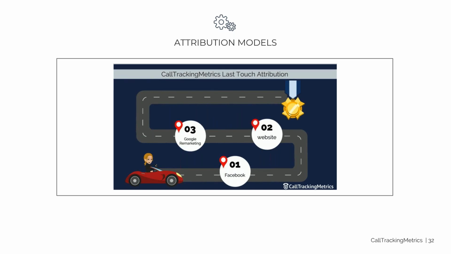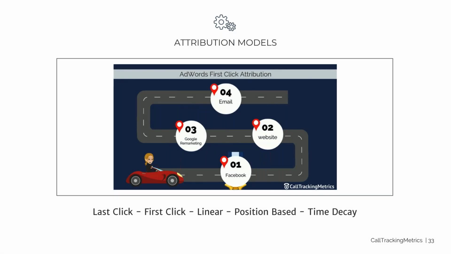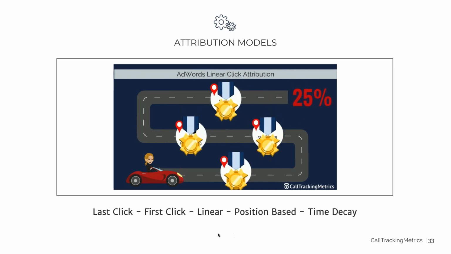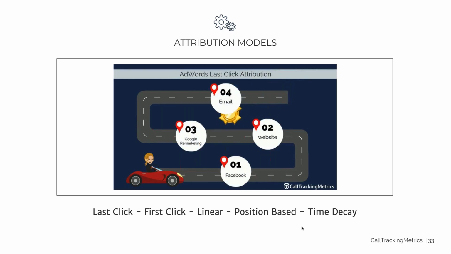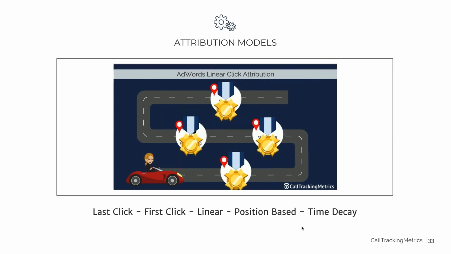So while we have first touch and last touch, AdWords has something very similar. They have, what is it? 5 different attribution models. So they have last click, first click. They have linear, which distributes the credit for the conversion equally across all clicks on the path. They have position-based, which is going to give 40% to both the first and the last click and corresponding keyword, and then spread the remaining 20% out across all other clicks on the path.